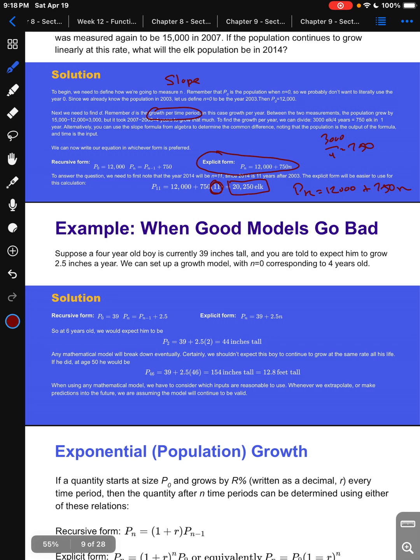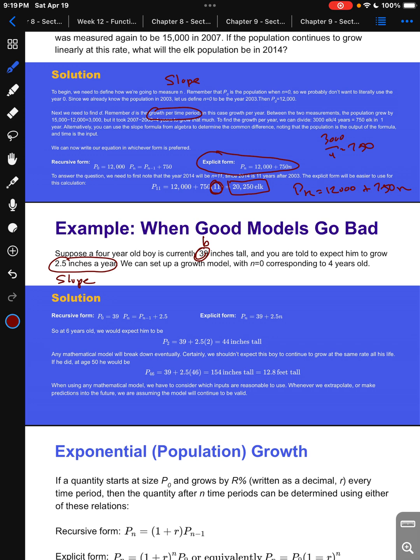Suppose a 4-year-old boy is currently 30 inches tall and you are told to expect him to grow 2.5 inches per year. We can set up a growth model with n equals 0 representing 4 years. So this time, 2.5 inches per year, that's our slope. And where did he start? 39, that's your b or y-intercept.